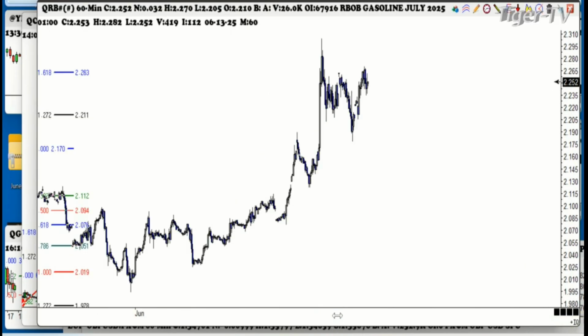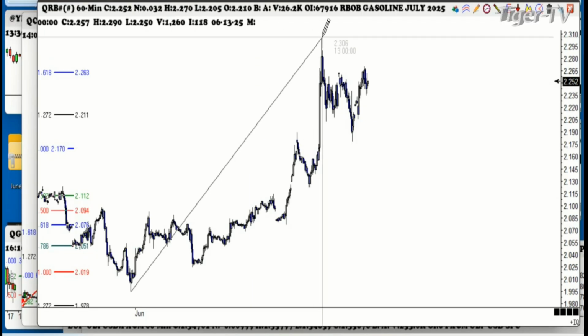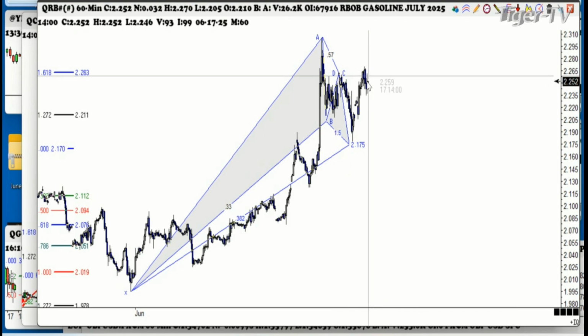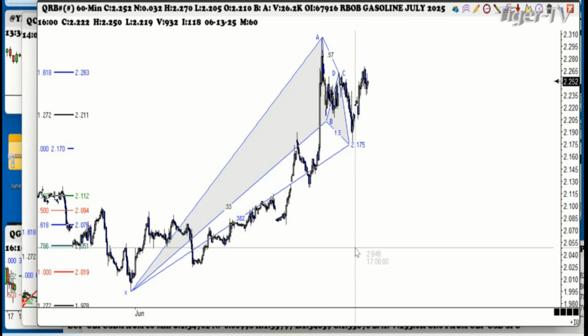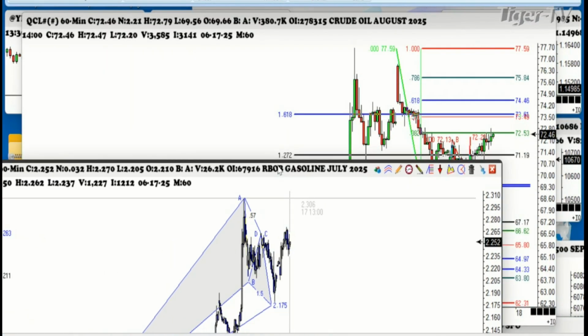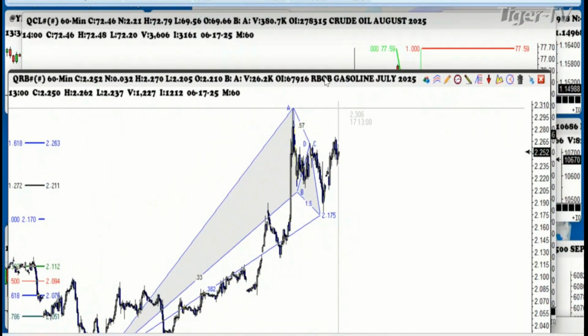I watch that because I drive by the place, but there's the low we made back in May. Then we had the ABCD pattern right here just a few days ago, two days ago. And that was almost an exact 382 retracement. There's your ABCD. There it was right there, exactly 382. And here's where we are right now. And yet gasoline prices have gone below these levels. Must be a supply issue in one particular area would be my guess.